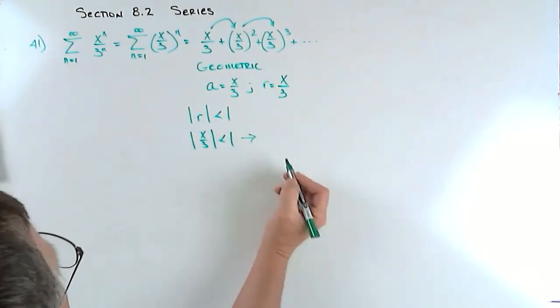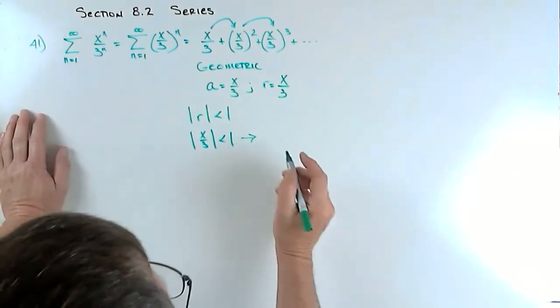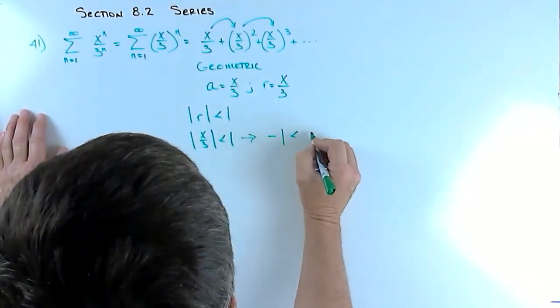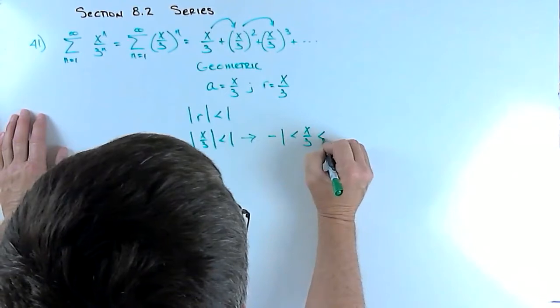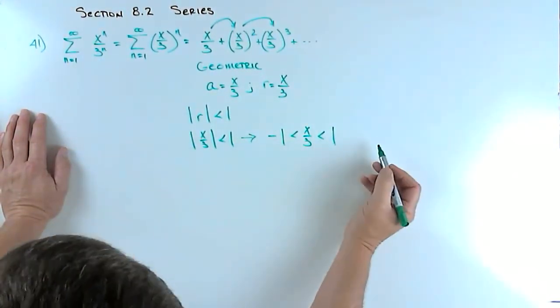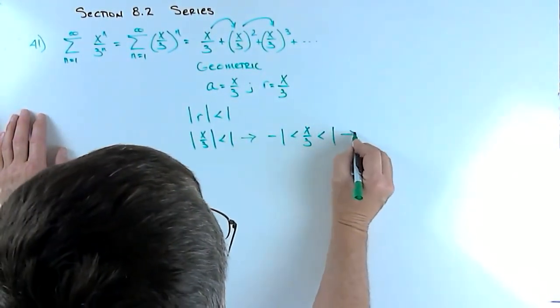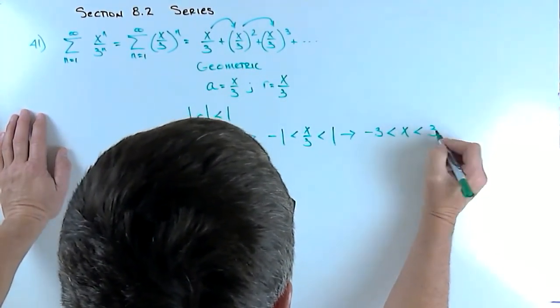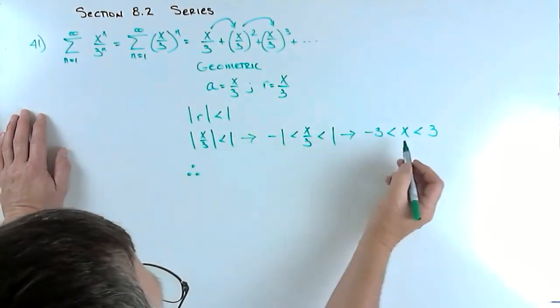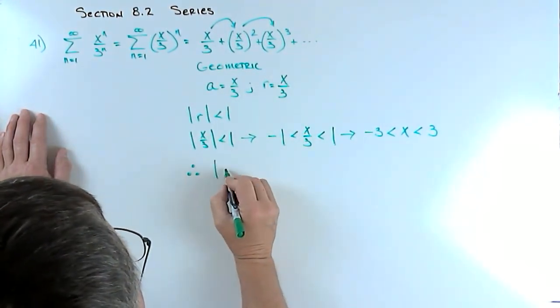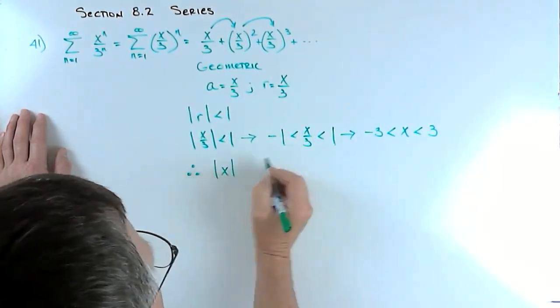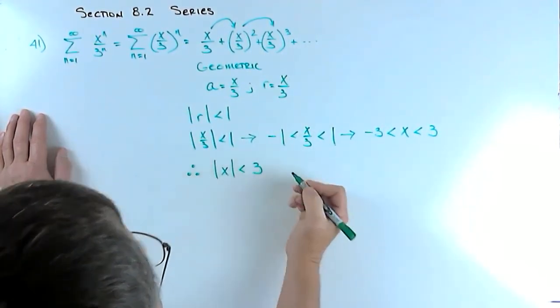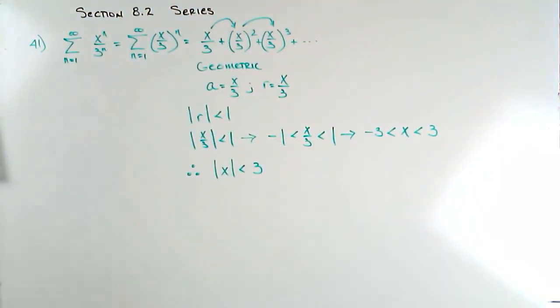Now, if you're not really great at absolute values, that means -1 has to be less than x over 3, which has to be less than +1. We can multiply everybody by 3, and that will get us -3 has to be less than x, which has to be less than 3. Therefore, we would be able to say the absolute value of x has to be less than 3 for us to converge. So this will converge when the absolute value of x is less than 3, i.e. when x is between -3 and 3.